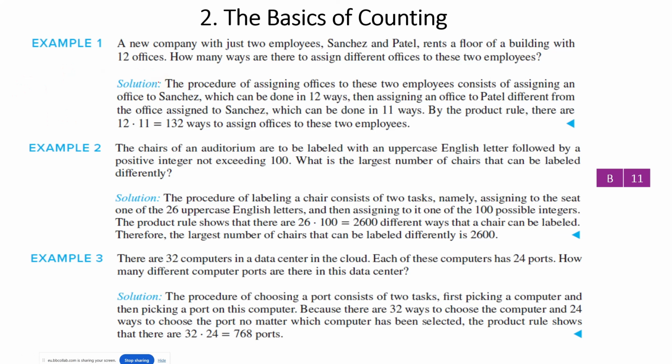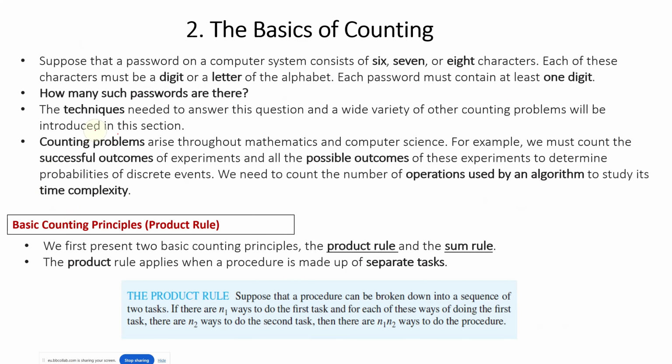So the product rule says that if you have a procedure that can be broken down into a sequence of 2 tasks, and there are n1 ways to do the first task, and for each of these ways of doing the first task there are n2 ways to do the second task, then the number of ways to do that procedure is n1 times n2.